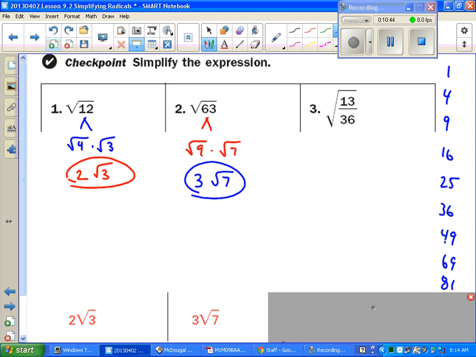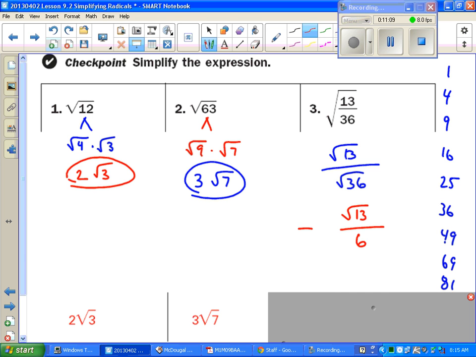And then the last one is the square root of 13 over the square root of 36. There's no perfect square that's a factor in 13, so that one's going to stay as the square root of 13. The square root of 36 means what times itself gives you 36, and that number is 6.